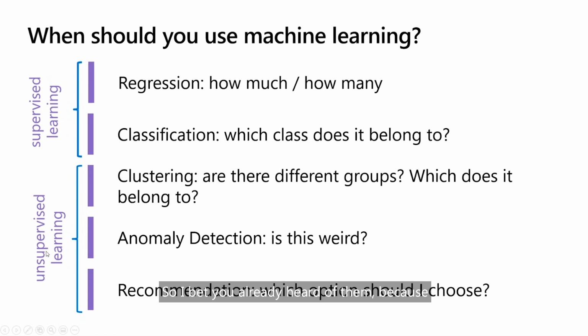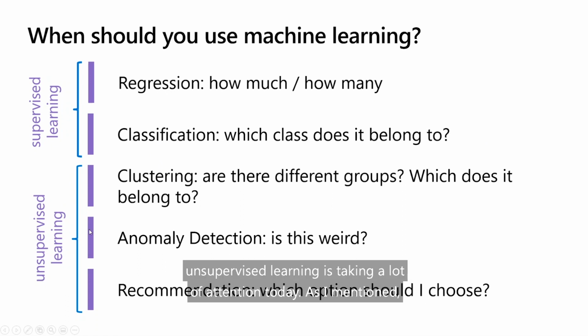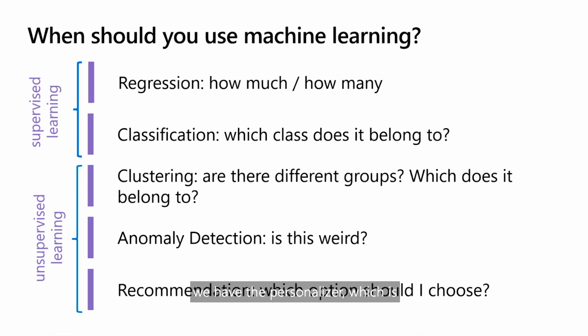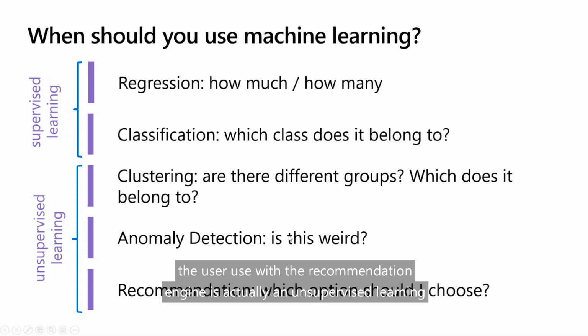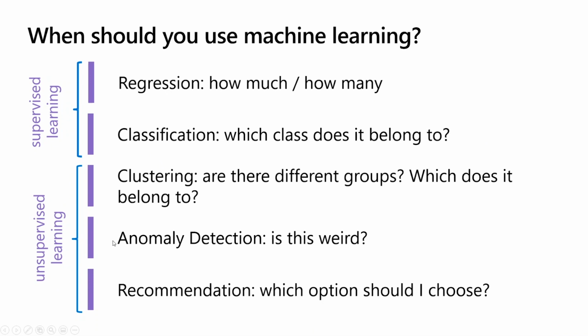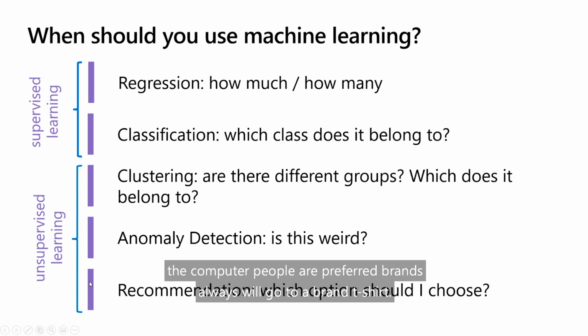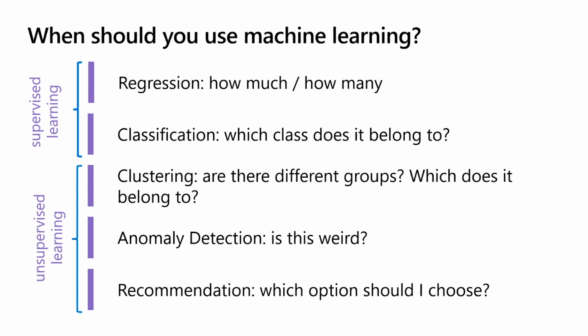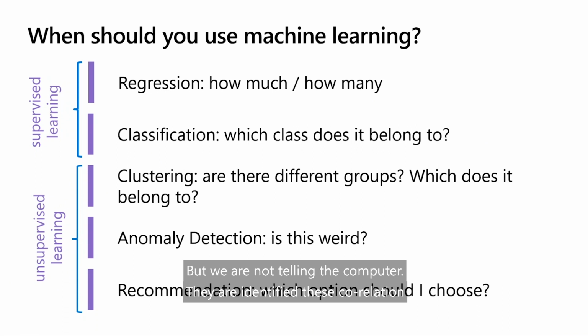So I bet you've already heard of them, because unsupervised learning is taking a lot of attention today. As I mentioned, we have the personalizer, which is usually used with the recommendation engine. It is actually an unsupervised learning experience as well. So we are not telling the computer that people who prefer a certain brand will always go to a brand T-shirt. So it's a recommendation engine, right? But we are not telling the computer. It identifies this correlation itself. So this is how we do unsupervised learning.